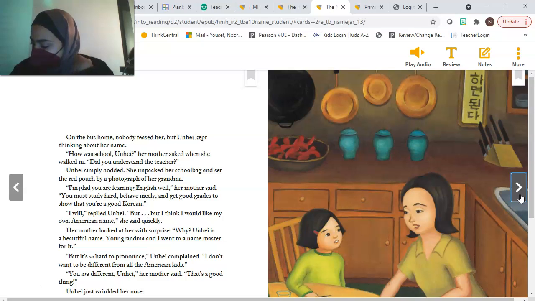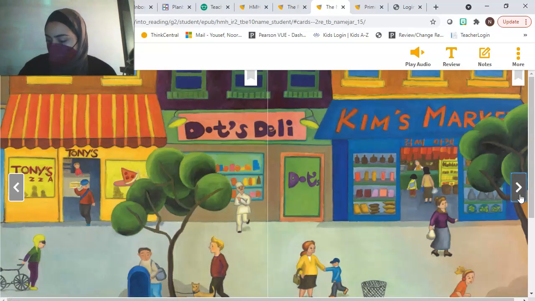Why does Yoonhae, is it Yoonhae? Yes. Why does Yoonhae wrinkle her nose when her mother says she is different? Very good, because she doesn't want to be different. She wants to fit in. Excellent job. All right, let's keep going.